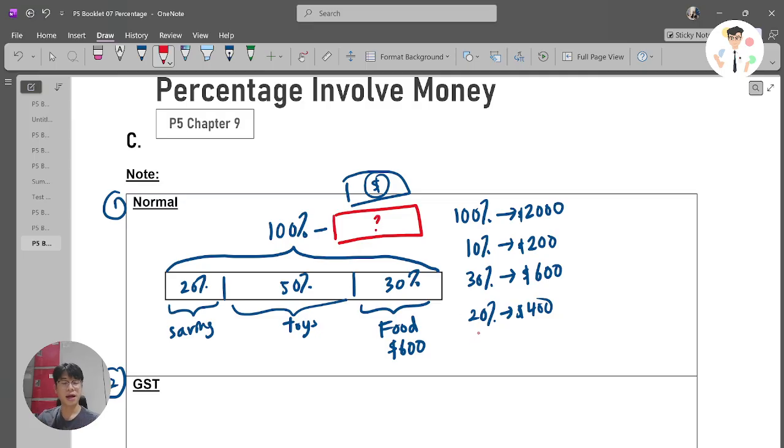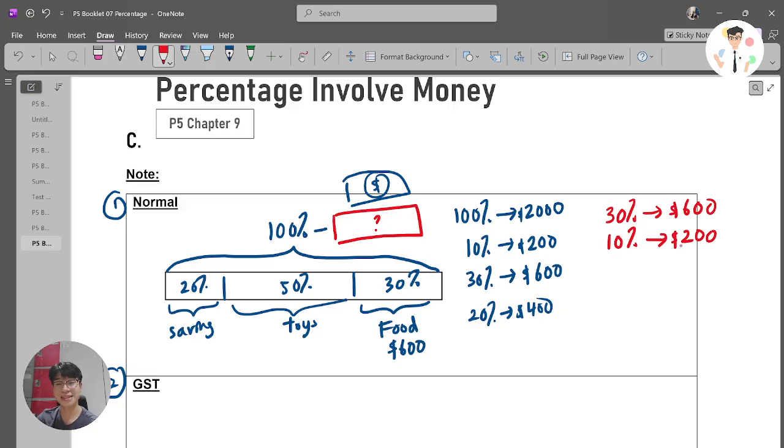Now, sometimes I might tell you the amount of money I spend on food, but I don't tell you the amount of money I have at first. How do you solve this question? So the same thing, what you need to do is write 30% is 600. Then you find out 10% is equal to what? If 30% is 600, 10% is what? Divide by 3, which is 200.